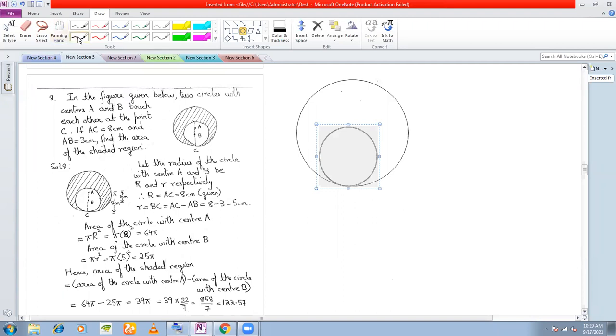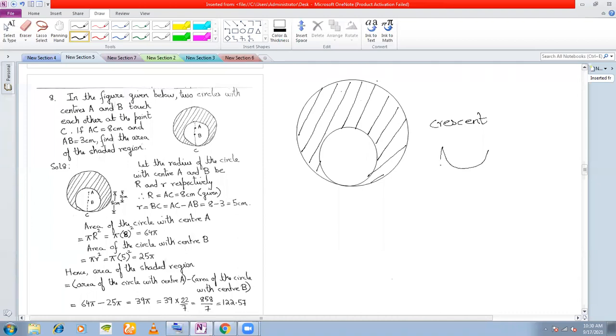This is the kind of figure that is given to you. This part is shaded. You know what this shape is called? Anyone? It is the shape of a moon. But what is it called? The shape is called a crescent. You have come across this word, crescent? Yes, sir, this is a crescent.